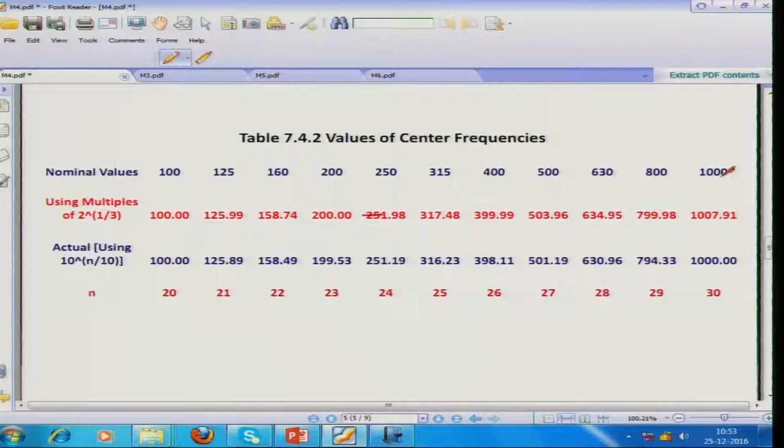But there is an interesting observation. You can get these central frequencies for 1/3 octave bands by this relation. But there is another way you can get those. This is one way, but this is not the way which is used. The way which is used is you take 10 to the power of n divided by 10, and n is the band number.